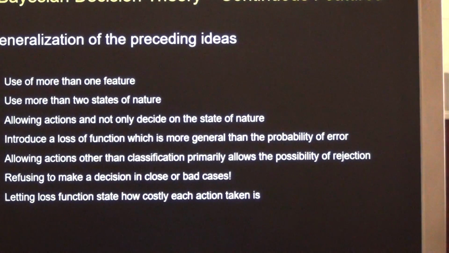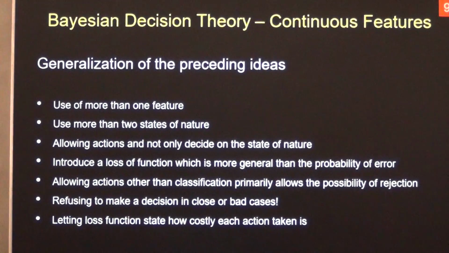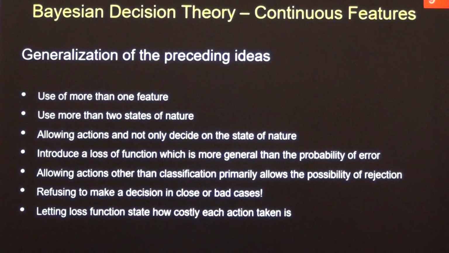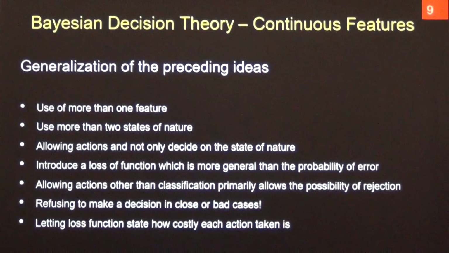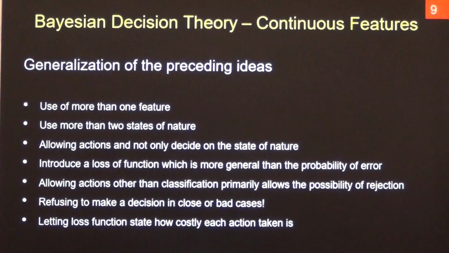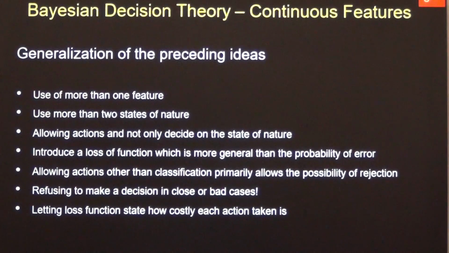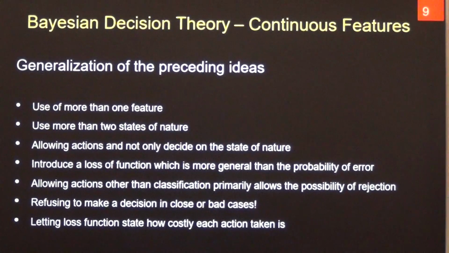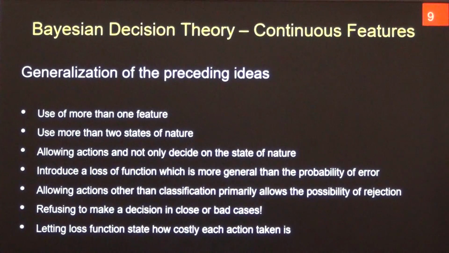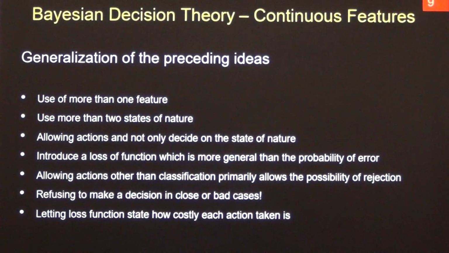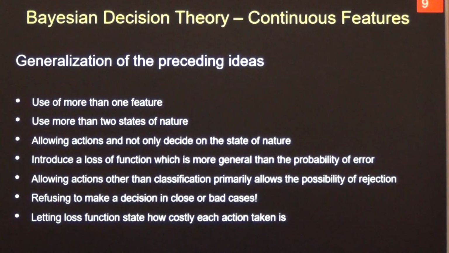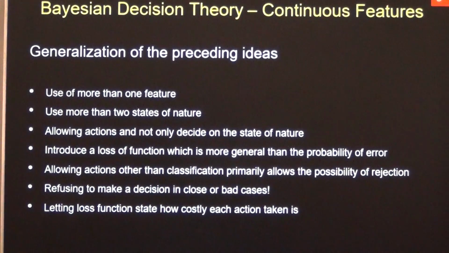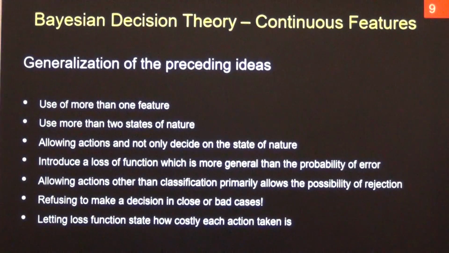We have to allow actions and not only decide on the state of nature. We have to introduce a loss function, which is more general than the probability of error. We have to consider the errors. Allowing actions other than classification primarily allows the possibility of rejection, that is, refusing to make a decision in close or bad cases. We have to consider the risk of bad cases, and let the loss function state how costly each action taken is.